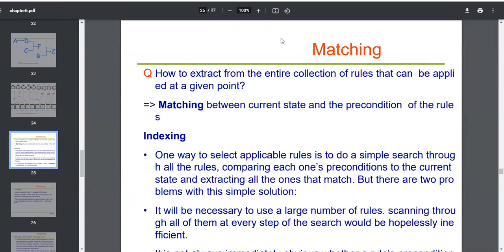What is exactly matching in our case? If we observe matching over here, then how do we extract, from the entire collection of rules, those that can be applied to a given point? Matching between the current state and the preconditions of the rules. So what you are going to do over here is match between the current state and the preconditions of the rule. Indexing. What is indexing?